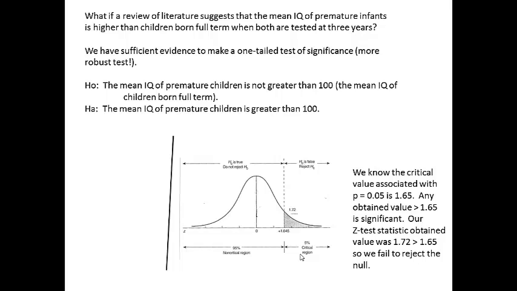We know the critical value associated with p equal 0.05 is 1.65. Any obtained value greater than 1.65 is significant. Our Z test statistic obtained value was 1.72, which is greater than 1.65, so we reject the null. The IQs of premature children in our sample is now tested, and it's significantly different.